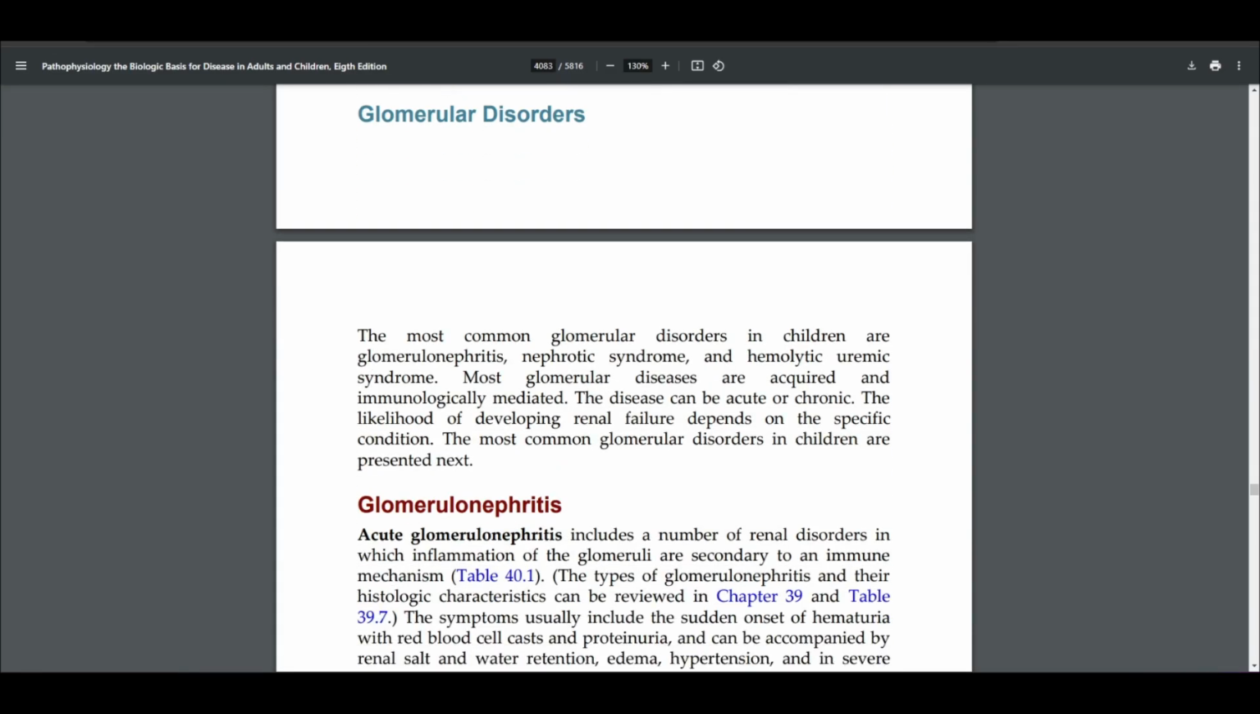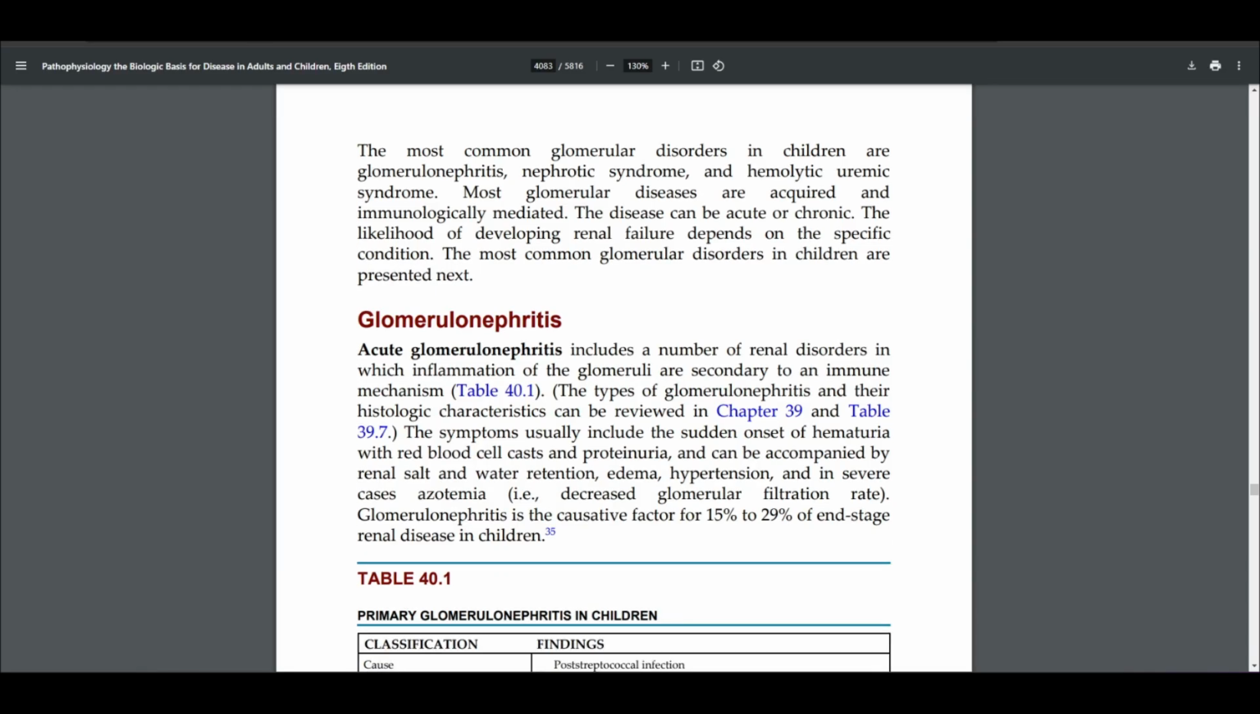Glomerular disorders. The most common glomerular disorders in children are glomerulonephritis, nephrotic syndrome, and hemolytic uremic syndrome. Most glomerular diseases are acquired and immunologically mediated. The disease can be acute or chronic. The likelihood of developing renal failure depends on the specific condition. The most common glomerular disorders in children are presented next.